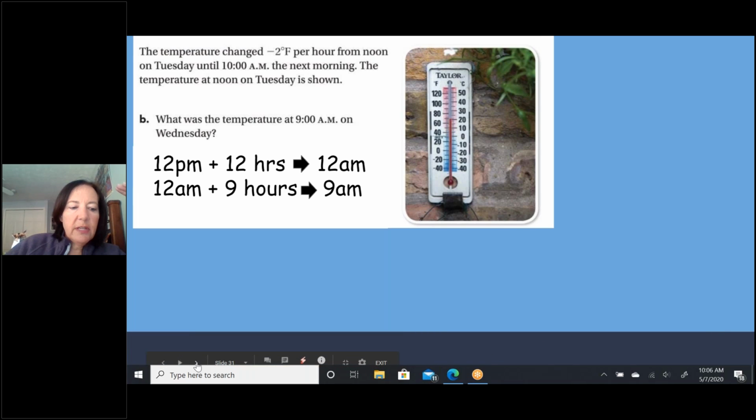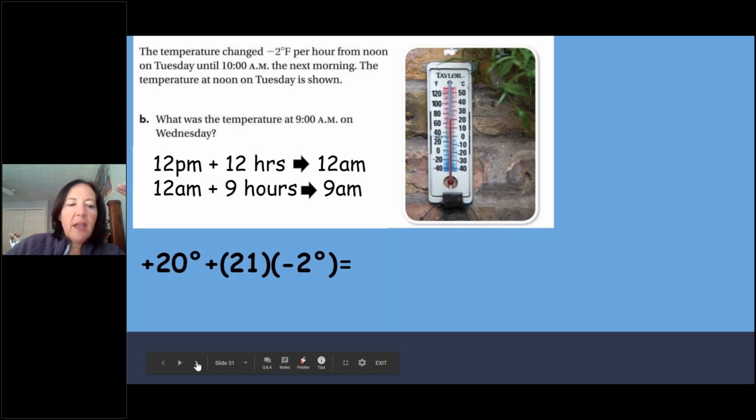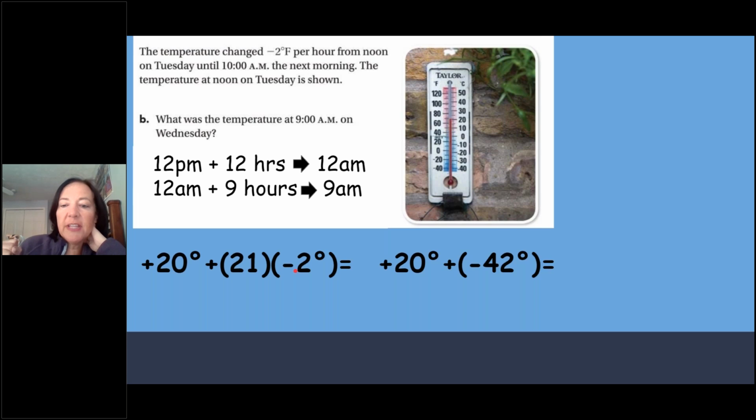Okay, screen doesn't want to advance. Our number sentence would be positive 20 degrees. And then the next thing that happens is the 21 times negative 2, which hopefully it won't show the answer. Yay. So this is where we're at. We're at positive 20 degrees was our starting point. And then the temperature fell 42 degrees. So that's like positive 20 plus a negative 42.